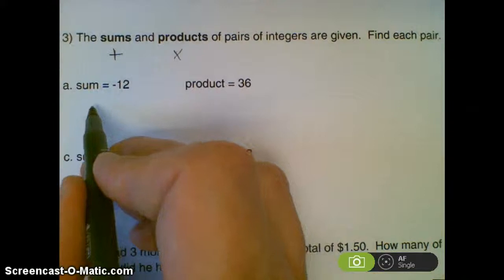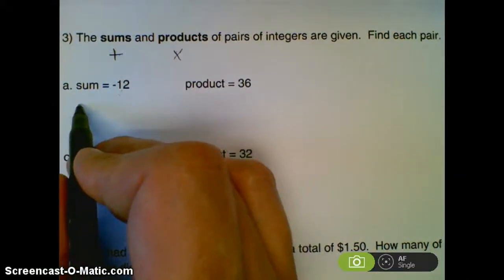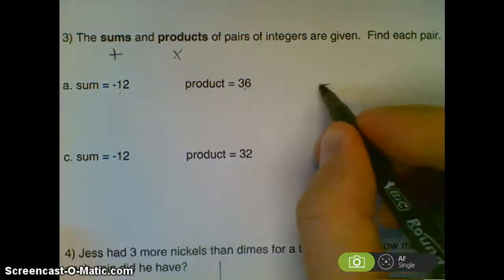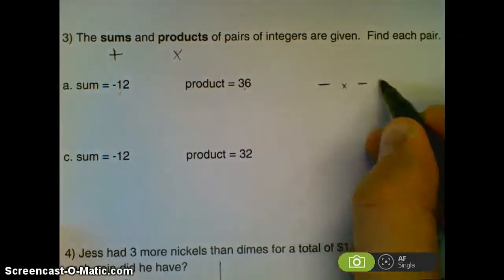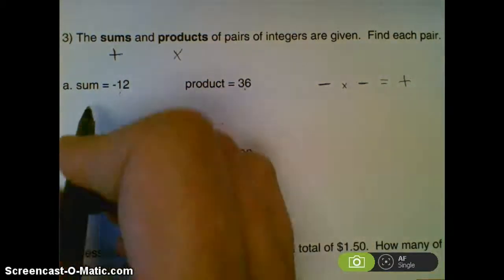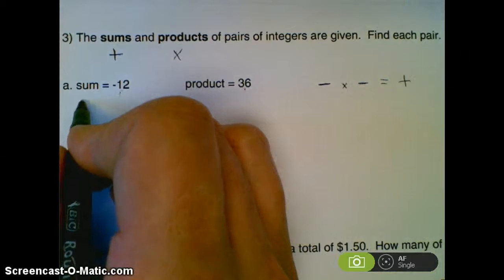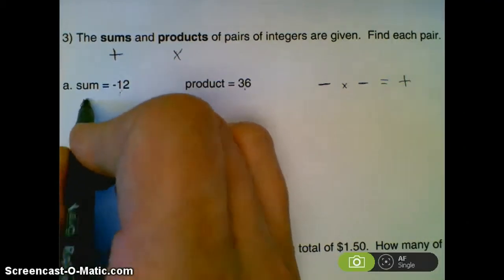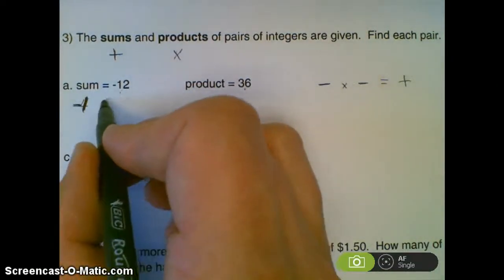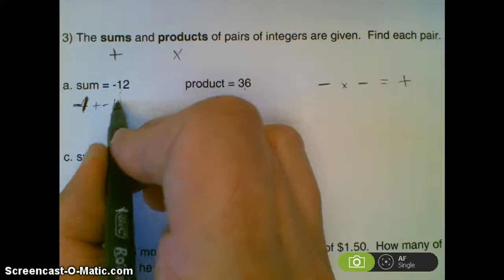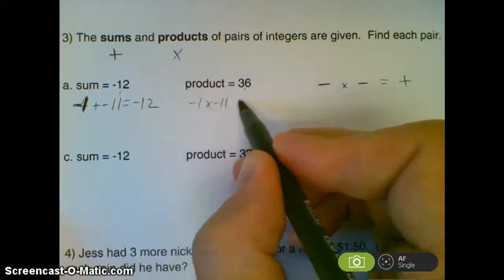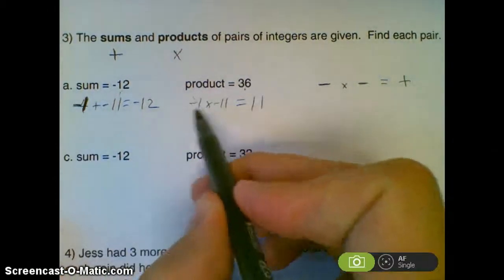So why don't I just start with, let's see, negative 1. Wait a second. These are negative. This is positive. I should probably remember the rule that a negative times a negative equals a positive. So I'll just start at the start. Negative 1, and negative 1 plus, that would be negative 11 equals negative 12. Oh, but I already know negative 1 times negative 11 is going to equal positive 11. So those are not my answer.